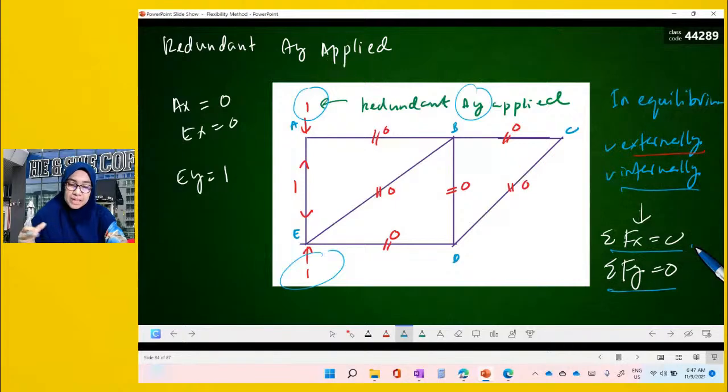So in this truss, based on the reaction, since we have a unit value of redundant at A like this, automatically at A we need to balance a unit value. This is negative 1, so we need to balance it with positive 1. But we don't have a horizontal value at A. That is why AB will become 0, because there is no horizontal force at A.